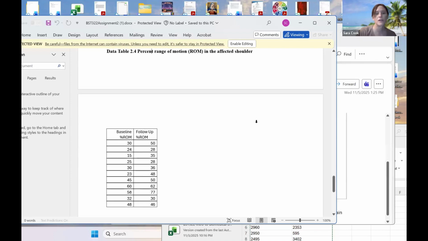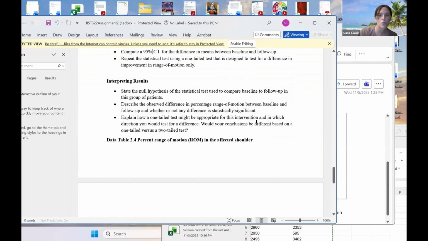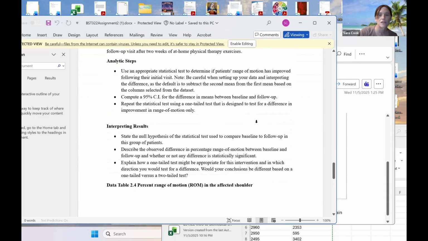So, but the point is, these are the same people. We can't run an independent sample t-test because these are not independently sampled people. The independent sample part has to do with them being different people. There's no dependency among those people.